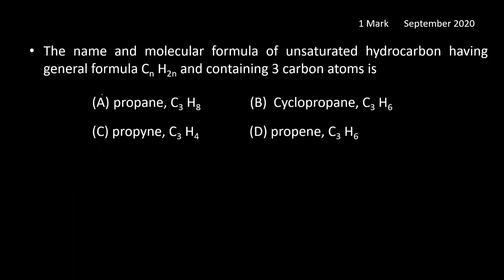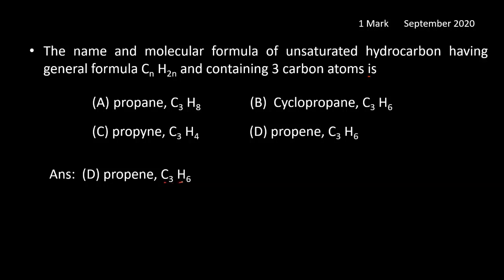Next question is, the name and molecular formula of unsaturated hydrocarbon having general formula CnH2n and containing 3 carbon atoms is. In these four options, option D, propene, and its molecular formula C3H6 is the correct answer.